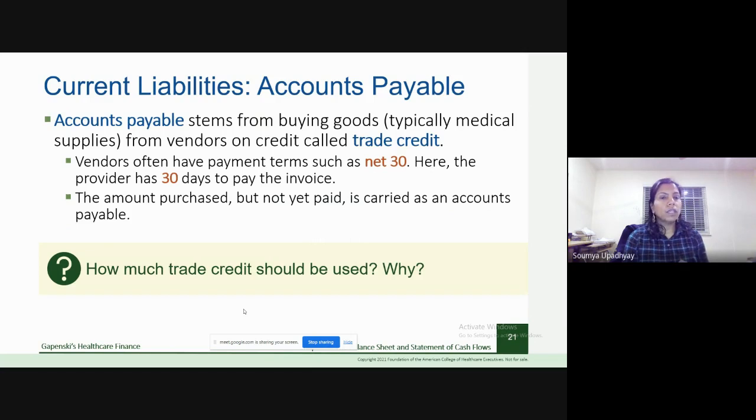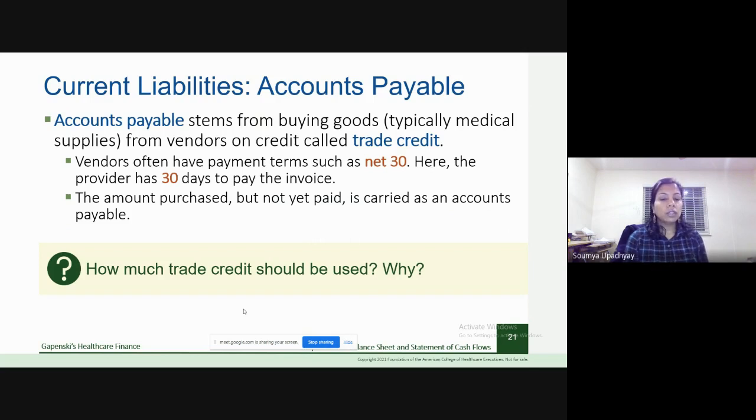Accounts payable stems from buying goods from vendors on credit called trade credit. Remember we talked about this earlier. So if you have to pay your vendors, the vendors can say that pay us within 30 days, and that's called net 30. It's termed as net 30, and it is carried in the accounts payable section. So they may also say that if you pay it within 30 days, we'll give you a 10% discount, or if you pay it in 60 days, we'll give you a 5% discount on your payment. So those are the payment terms that vendors usually set.